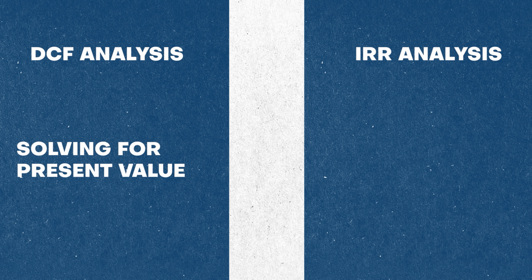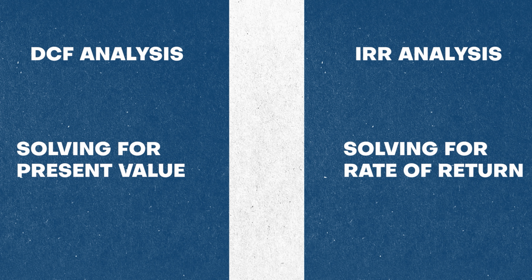So the difference between a DCF and an IRR analysis is, in a DCF analysis, you are solving for the present value. In an IRR, you are projecting cash flows out with an implied or an assumed present value or purchase price, and you are figuring out what the rate of return is or what the interest rate is.